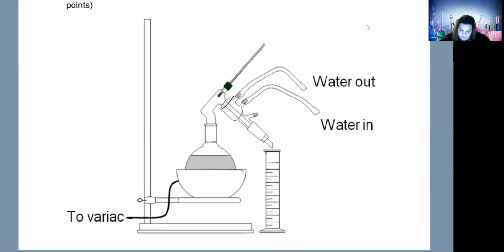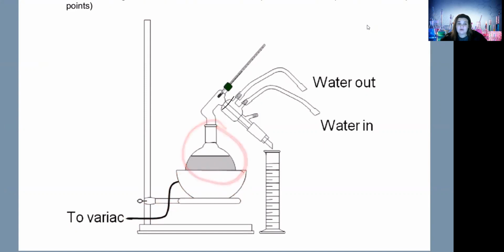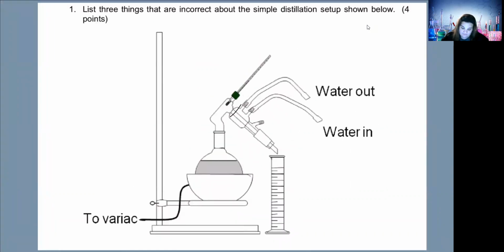So what we have here is I have my iron ring, right? I have my heating mantle. That's good. Heating mantle is connected to variac. Excellent. I have my RBF. And the first thing I notice right away is that this isn't clamped, right? Where's the clamp for the RBF? That's not safe. It's not going to stay in position. This could fall over, right? This is an expensive piece of lab equipment. We do not want that falling over. So right here, we could say that there's no clamp on the RBF, or the round bottom flask, okay?